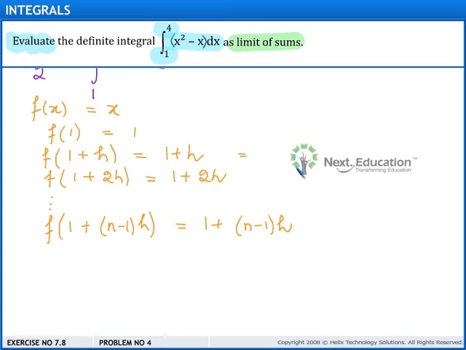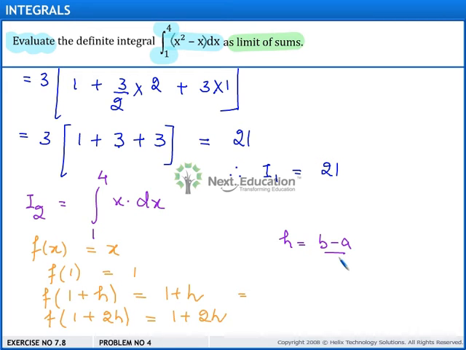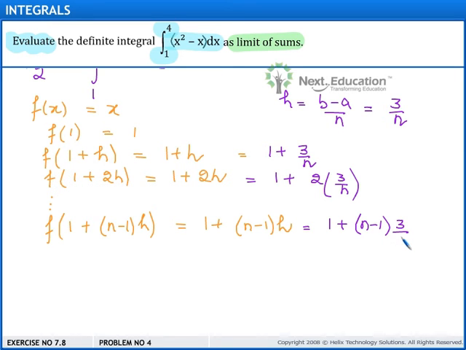Now h is equal to b minus a upon n, that is 4 minus 1 upon n, which is 3 upon n. So this can be written as 1 plus 3 upon n. This can be written as 1 plus 2 times of 3 upon n. And the last term can be written as 1 plus n minus 1 times of 3 upon n.